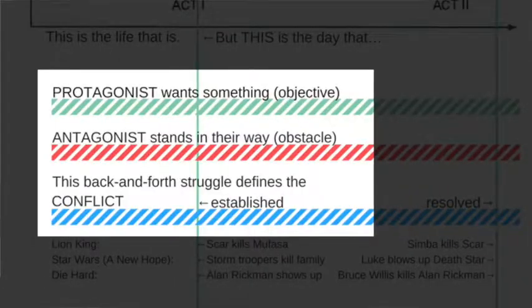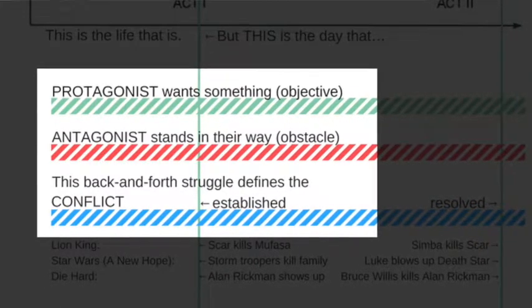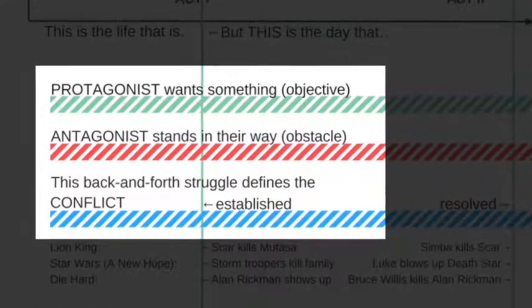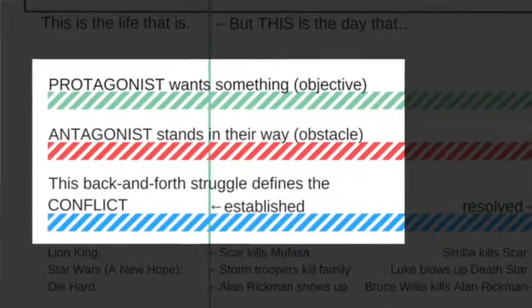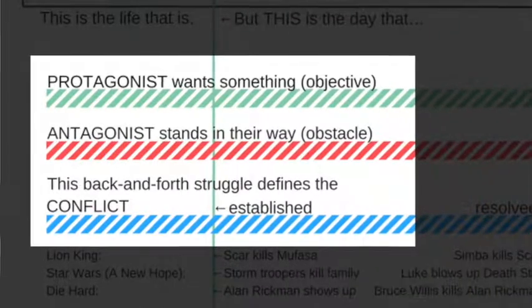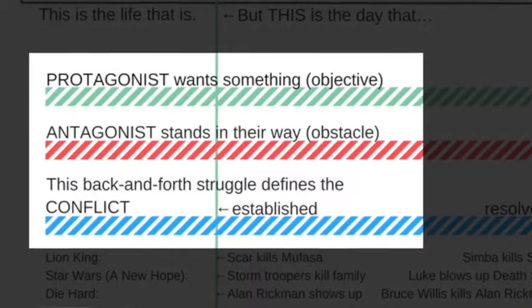From this point on, the protagonist wants something. He has an objective. And the antagonist is standing in their way. This is the obstacle. This back and forth tension is what defines the conflict. That's at the heart of all drama. Nobody wants to watch a story about a bunch of happy people who all get along and don't want anything to change. So let's look at an example.